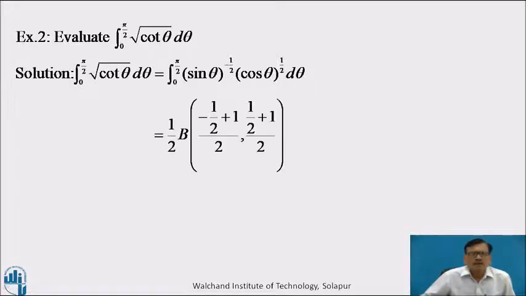d theta. And now this is in the trigonometric form of beta function, that is 1 by 2 beta of, here p is minus 1 by 2 and q is 1 by 2, that is minus 1 by 2 plus 1 divided by 2 comma 1 by 2 plus 1 divided by 2, which is equal to 1 by 2 into beta of minus 1 by 2 plus 1, that is 1 by 2, divided by 2 means 1 by 4, and here 1 by 2 plus 1 means 3 by 2 divided by 2 means 3 by 4. This was the value of the integral in terms of beta function.